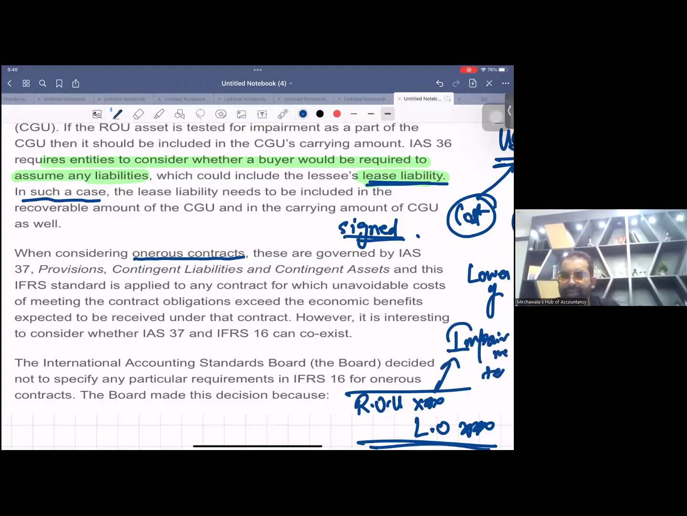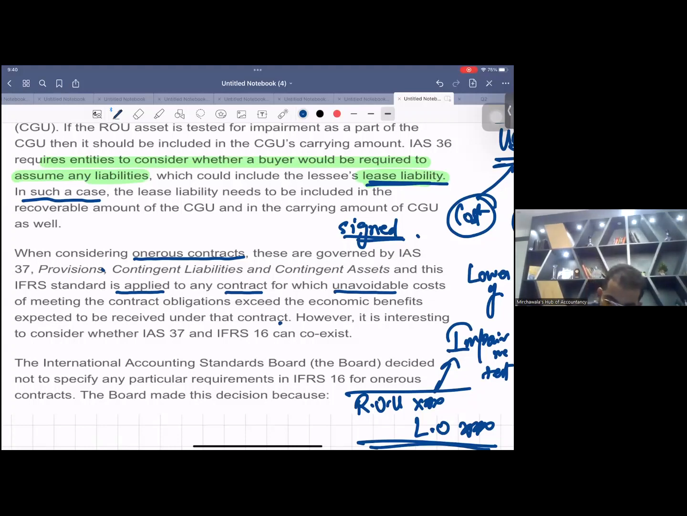Read it, please. Let's read it together. It's a very interesting topic. When considering onerous contracts, these are governed by IAS 37, provisions, contingent liabilities and contingent assets. And this IFRS standard is applied to any contract for which the unavoidable cost of meeting the contract obligation exceeds the economic benefit expected to be recovered under the contract.